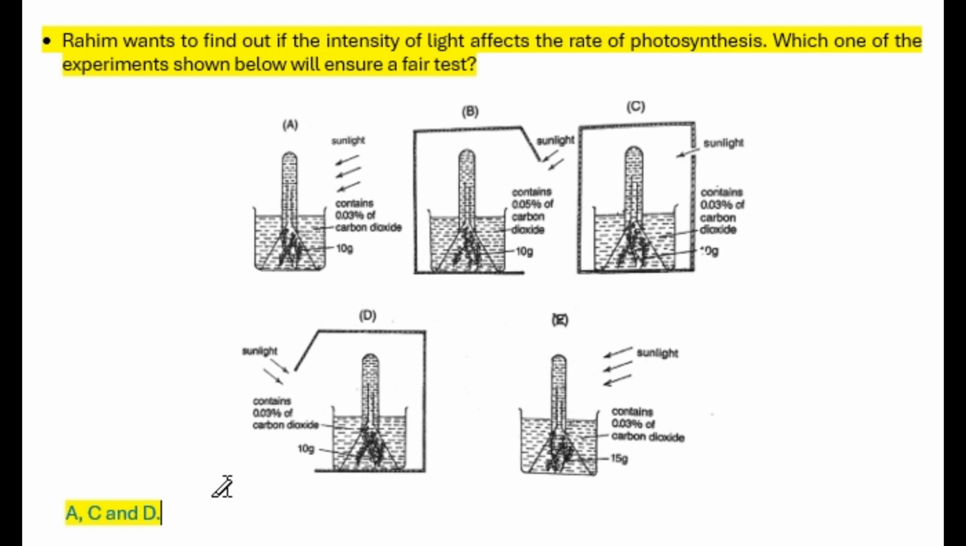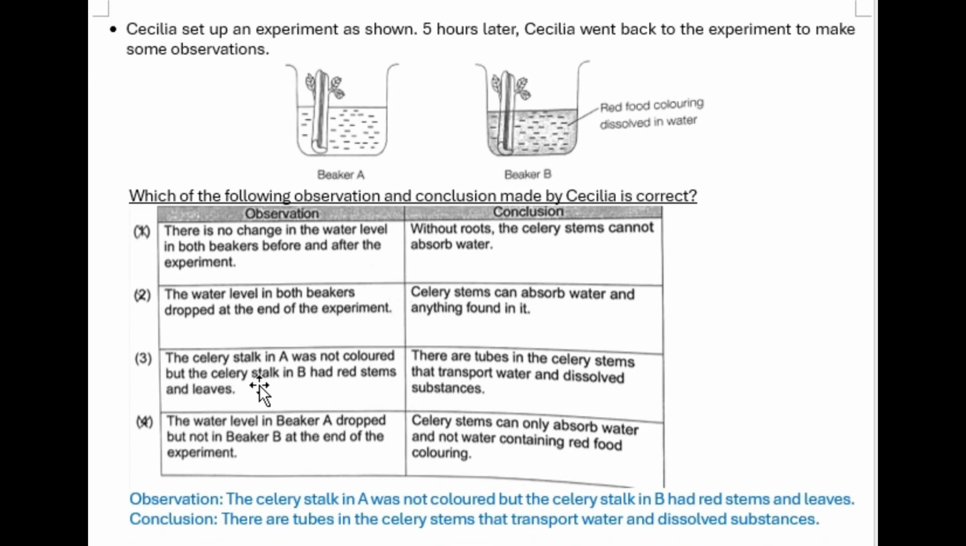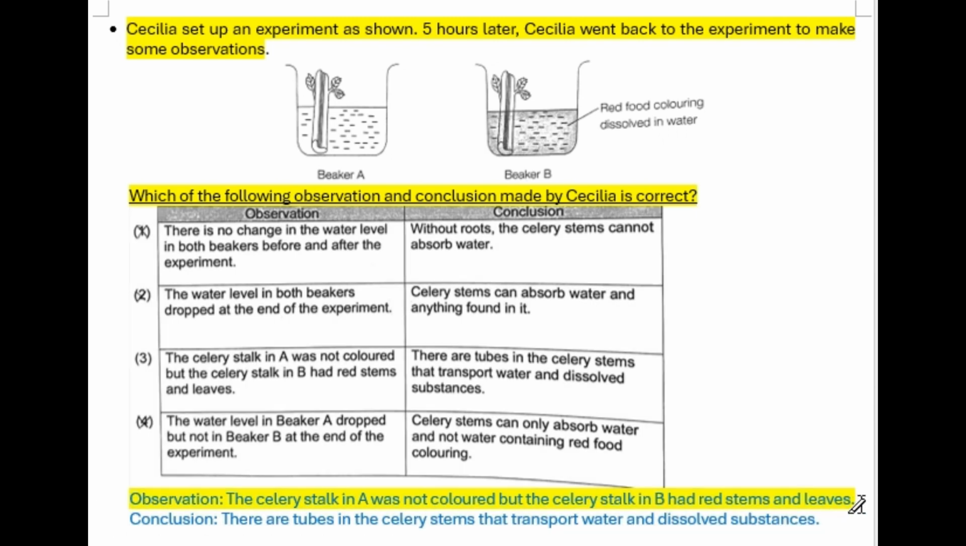Cecilia set up an experiment as shown. 5 hours later, Cecilia went back to the experiment to make some observations. Which of the following observation and conclusion made by Cecilia is correct? Observation: the celery stalk in A was not colored, but the celery stalk in B had red stems and leaves. Conclusion: there are tubes in the celery stems that transport water and dissolved substances.